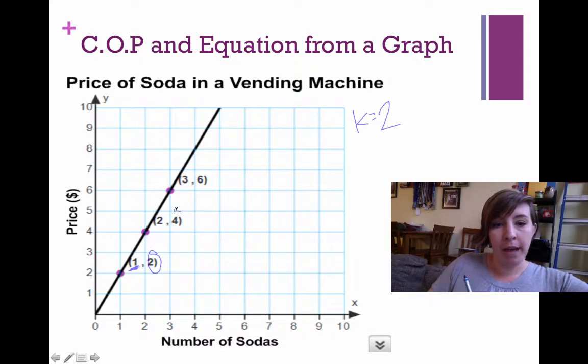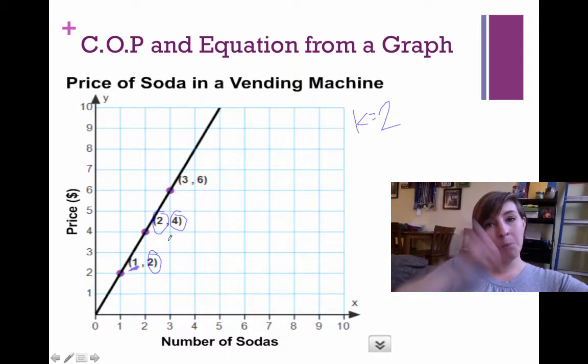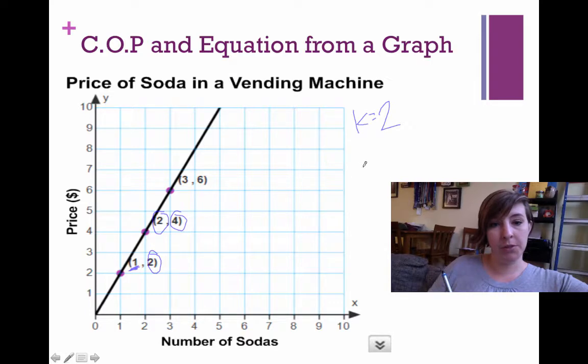Additionally, you can divide 4 divided by 2. You can pick any point on that line and divide and get your constant of proportionality. 4 divided by 2 is, of course, 2, which means that our constant of proportionality is 2. Our equation for this graph would look like y equals 2x.